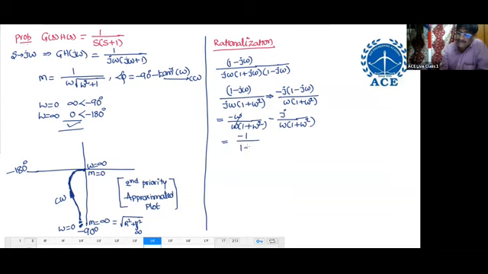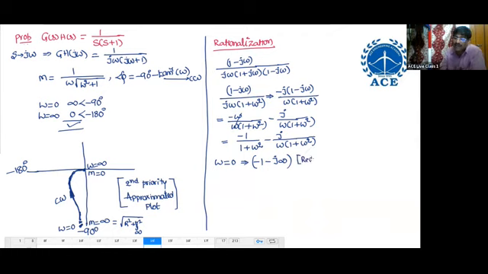Minus 1 by 1 plus omega square. Minus j by omega into 1 plus omega square. Omega 0. What is the magnitude at omega 0? What is the real part? Minus 1. What is the imaginary part? Minus j infinity. At omega 0, the real part is minus 1, but here it looks like the real part is 0. That's why you have to find the rectangular coordinates.